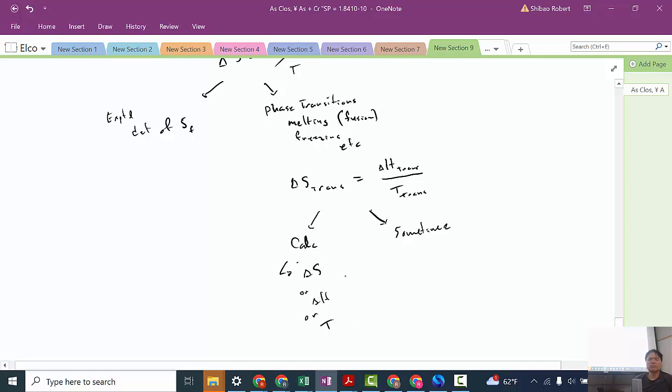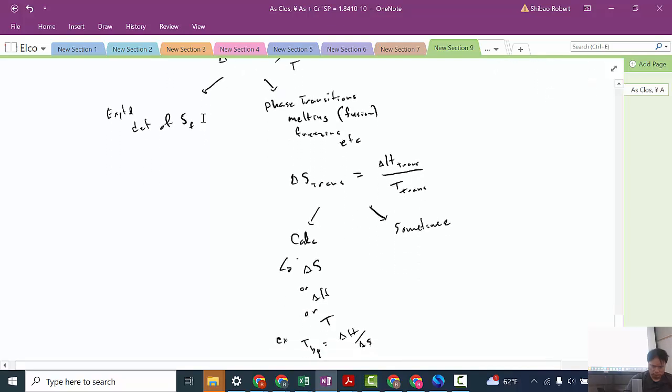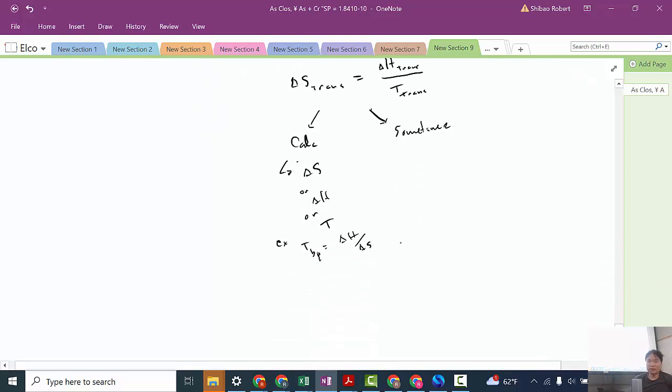So sometimes people will calculate the boiling point. For example, the temperature of the boiling point is just equal to delta H over delta S. The units work out, because delta H... actually, the units don't work out here. What are the typical units of delta H? They kind of work out, they kind of don't work out.